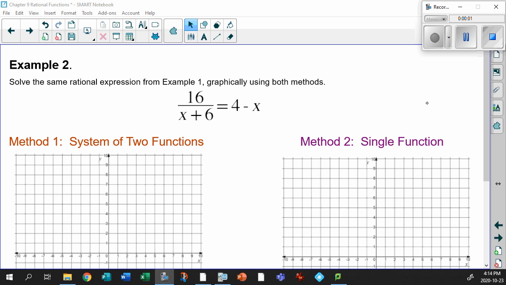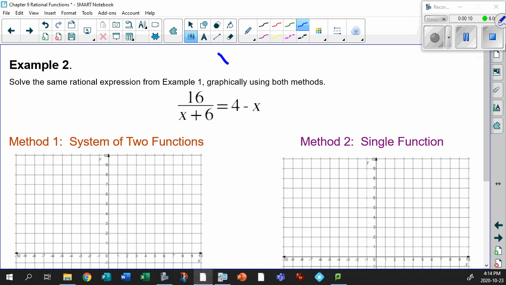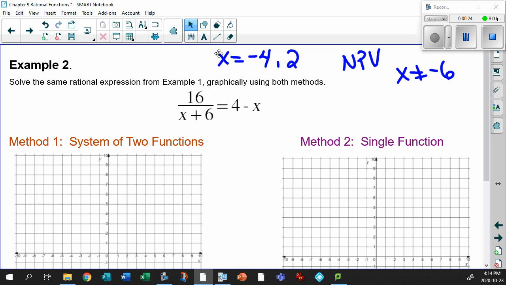Well, as promised, I did say that we're going to do this graphically. Let's look at the last question and see what it gave us. The last question, if you remember, the answers were x equals -4 and 2, with a non-permissible value of x not being allowed to be -6, which results in a vertical asymptote, right? Okay, so how do we go about plotting and graphing this to show our answer is -4 and 2?